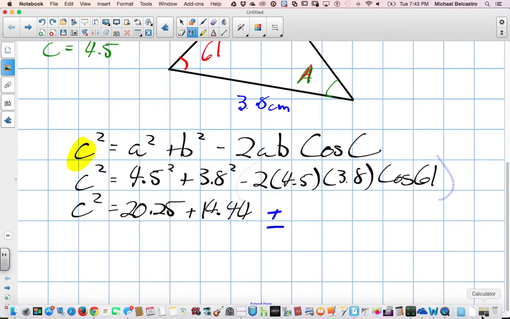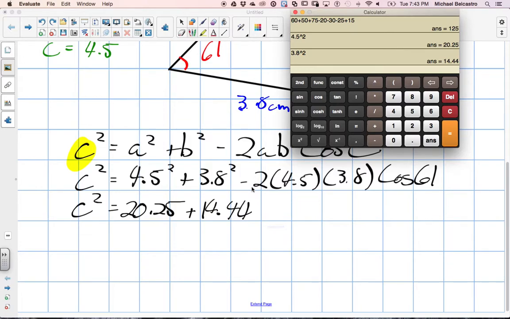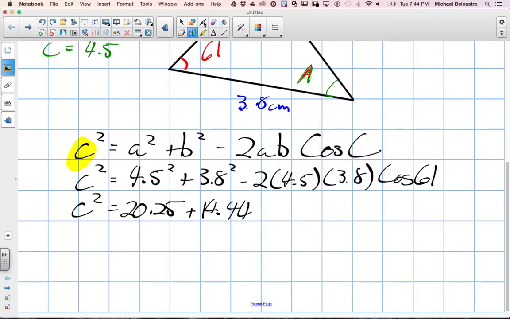So where'd the calculator go? There we go. Think of it like this: negative 2 times 4.5 times 3.8 times cos 61. Putting it all together, we get negative 16.58. So think of it like we subtract 16.58. That's what that negative value ends up becoming. It'll be in a different order on the calculator, so I can show you that. And then from here it's just BEDMAS again.